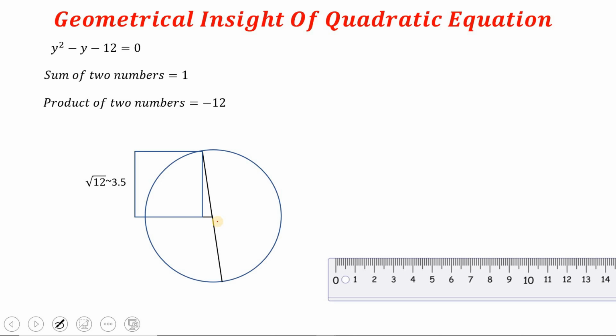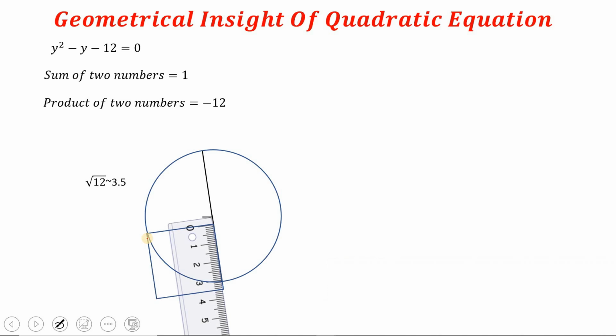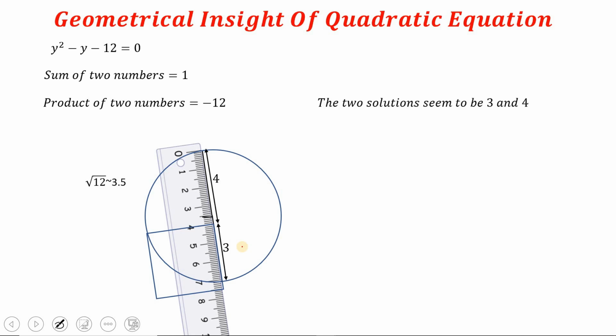Now we can use the same method that we used earlier, like this will be the square and this will be the circle. Now we put this square on the diameter of the circle in such a way that the corner of the square just touches the circumference at this point. Now we measure the distance from here to here, which is 3, and we measure the distance from here to here as 4. So the two solutions seem to be 3 and 4.